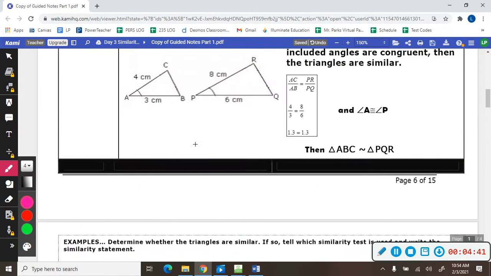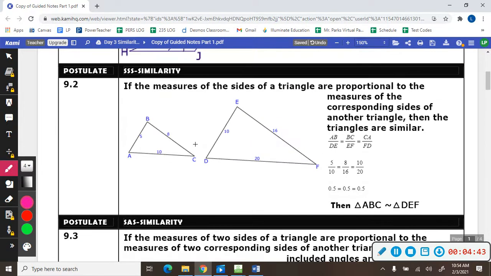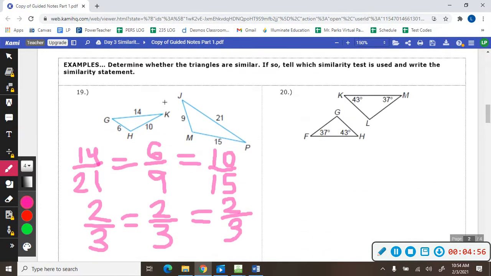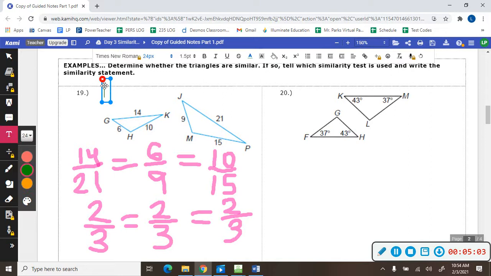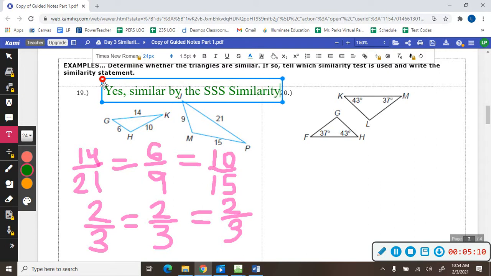So if we go above, you'll see that this would be called the side, side, side similarity postulate. So if the measures of the sides of a triangle are proportional to the measures of the corresponding sides, then the triangles are similar. So I would say when they say determine whether they are similar or so, I would say yes, similar by the SSS similarity postulate.